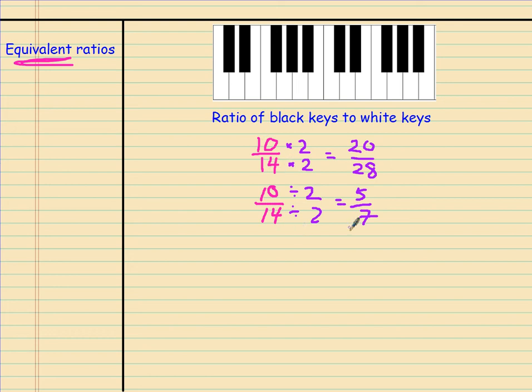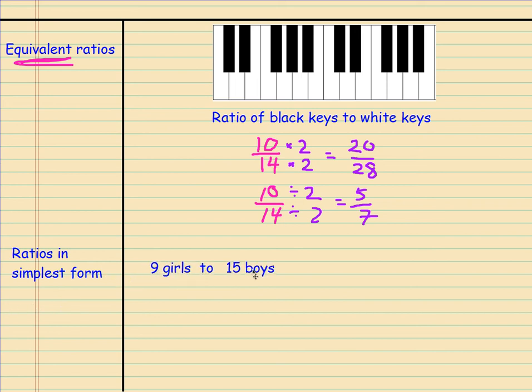Now you may notice that this is in simplest form. This is like our simplest form fraction. And that's exactly what we're going to talk about next. Ratios in simplest form. And this is exactly the same thing as fractions.